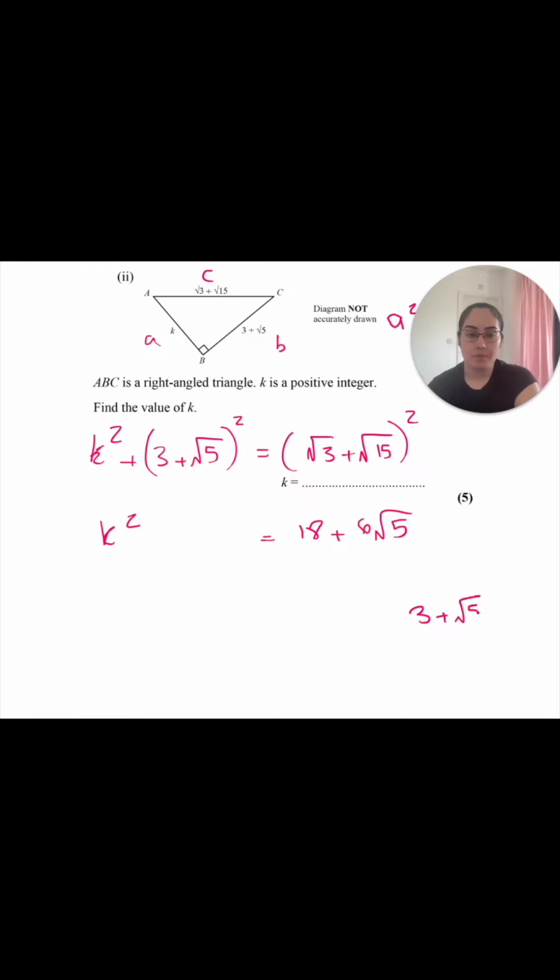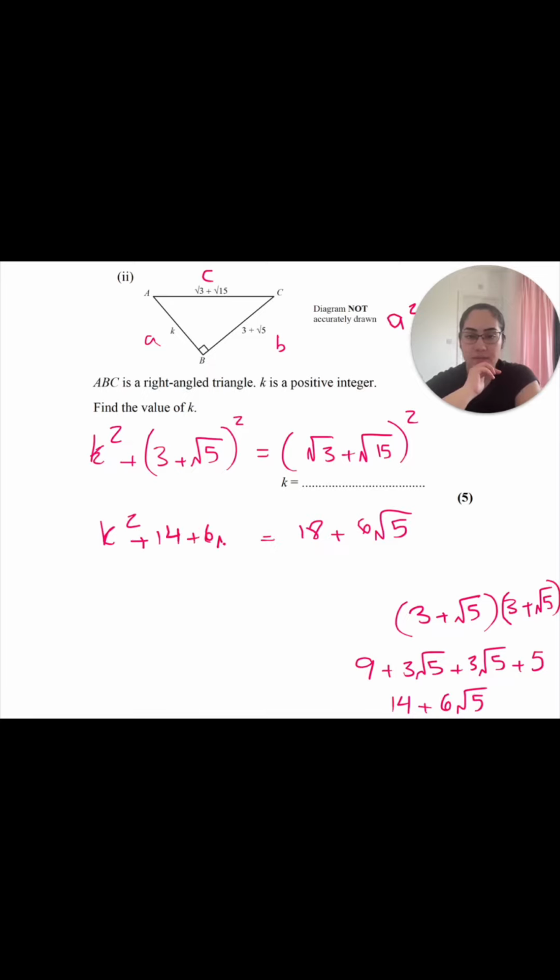We have 3 plus root 5 multiplied by 3 plus root 5. 3 times 3 gives us 9. 3 times root 5 gives us 3 root 5. We got 3 root 5 once again. Right, root 5 times root 5 gives us 5. We got rid of the square root. So we've got 9 plus 5 is 14. 3 root 5 plus 3 root 5 is 6 root 5. So that's what we get here. So k squared plus 14 plus 6 root 5 is equal to 18 plus 6 root 5.